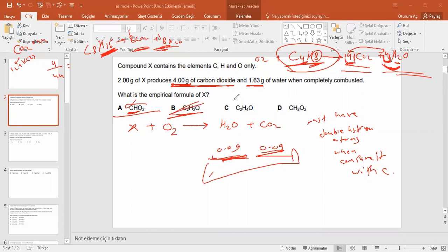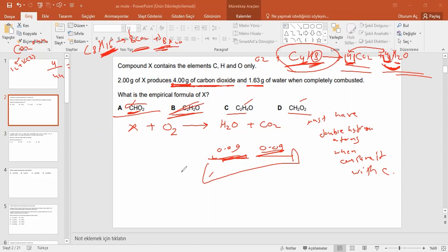Okay, so C and D, as we see in C and D, more hydrogens are found. The ratio is not the same. Hydrogen is double. So which one of them is correct? Right. Let's see.